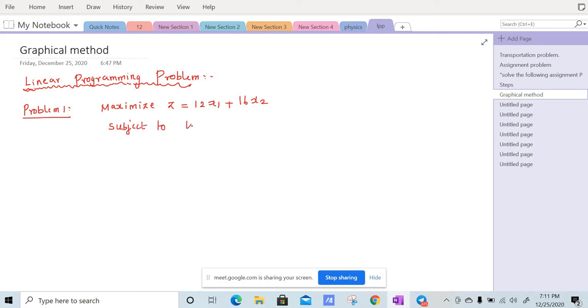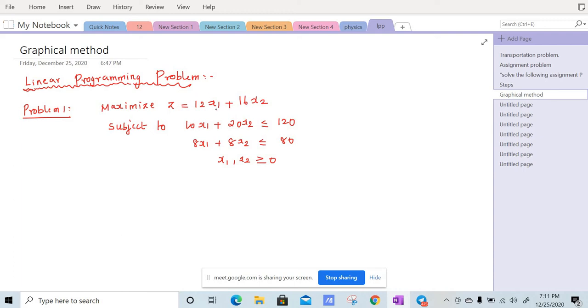Here they have given two constraints. 10x1 plus 20x2 has to be less than or equal to 120, and 8x1 plus 8x2 has to be less than or equal to 80, and x1, x2 are greater than or equal to 0, right? So what we need to do is solve this problem. That means we need to maximize this function, z equals 12x1 plus 16x2.